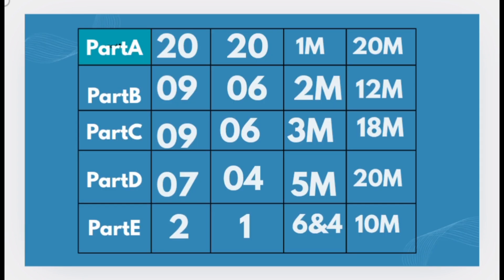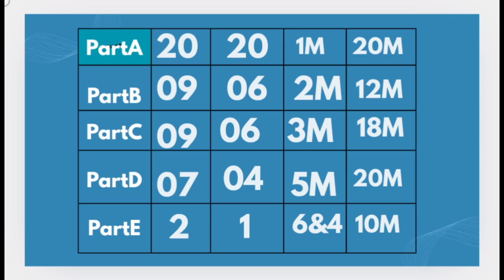Next, the blueprint. There are 5 sections: part A, part B, part C, part D, part E. In part A, 20 questions are compulsory. The 20 are 15 MCQ and 5 fill in the blanks. There is no choice. Each question carries 1 mark, totally 20 marks. Then the second section, part B, has 9 questions and you have a choice of 3. You write only 6 questions and each question carries 2 marks, totally 12 marks.